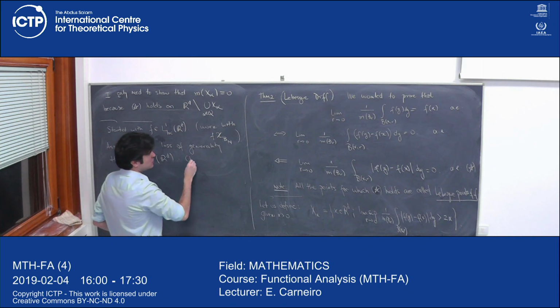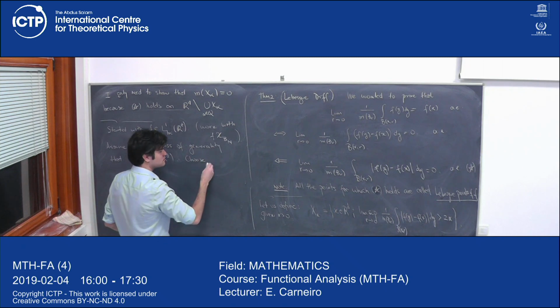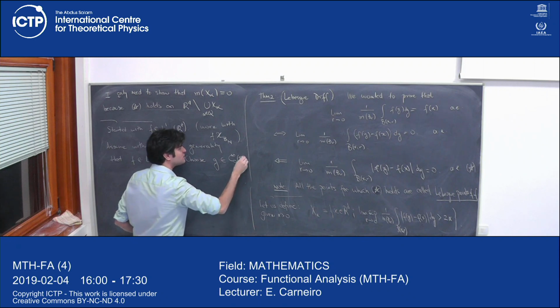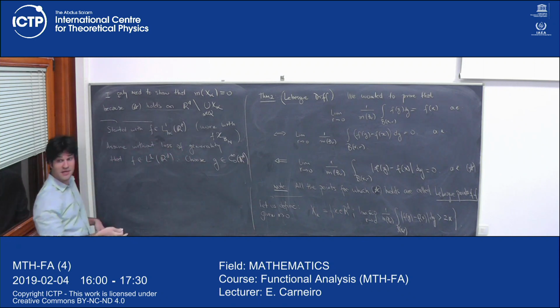Now, you choose a certain g, C infinity of compact support if you want, that approximates f in the L1 norm. See?